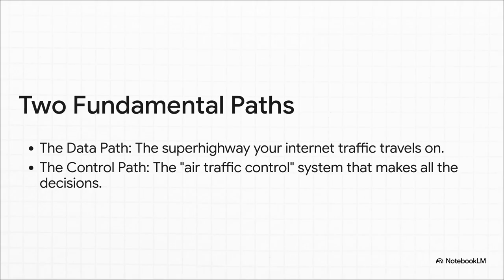Now, here's the key to understanding that crazy diagram. The whole thing can be split into just two main paths. First, you've got the data path. That's the superhighway your actual internet traffic, your videos, your messages, travels on. Simple enough. But then you've got the control path. Think of that as the air traffic control system, the brains of the operation. It's the part that makes all the big decisions.